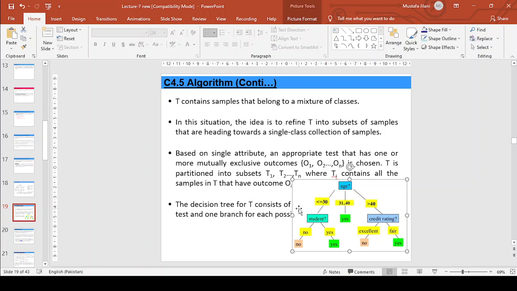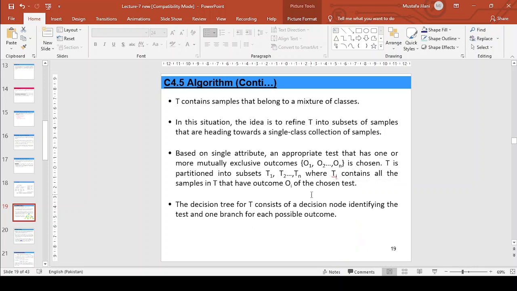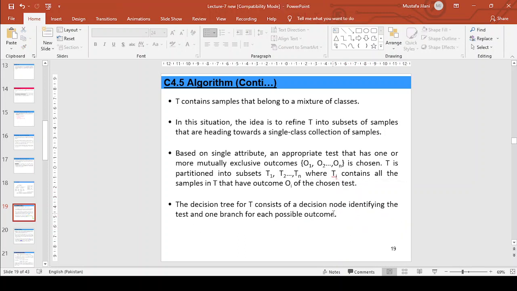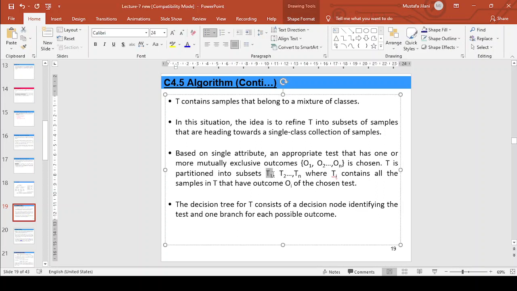Less than 30 and 31 to 40 are not overlapping, and more than 40 is not overlapping with the rest too. So we must have non-overlapping subsets, like less than 30, how many samples; 31 to 40 age, how many samples; greater than 40 age, how many samples. So basically we split the data into multiple subsets, and these split data are called subsets T1, T2 and so on.